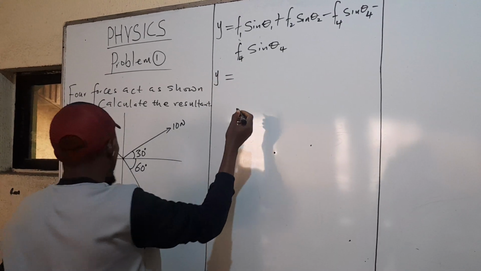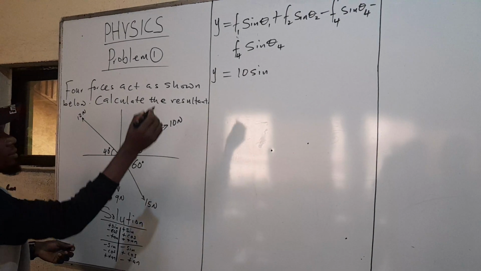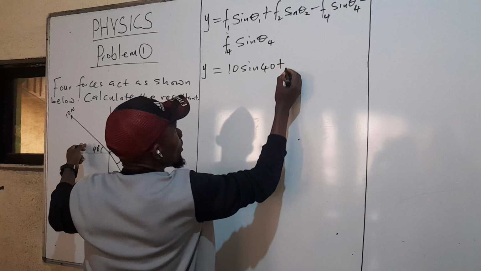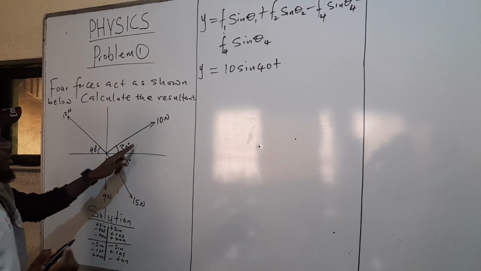My Y is equal to my F1, which is 10. 10 sine, my θ1 is 40, sine 40, plus my F2, my F, I've made a mistake.